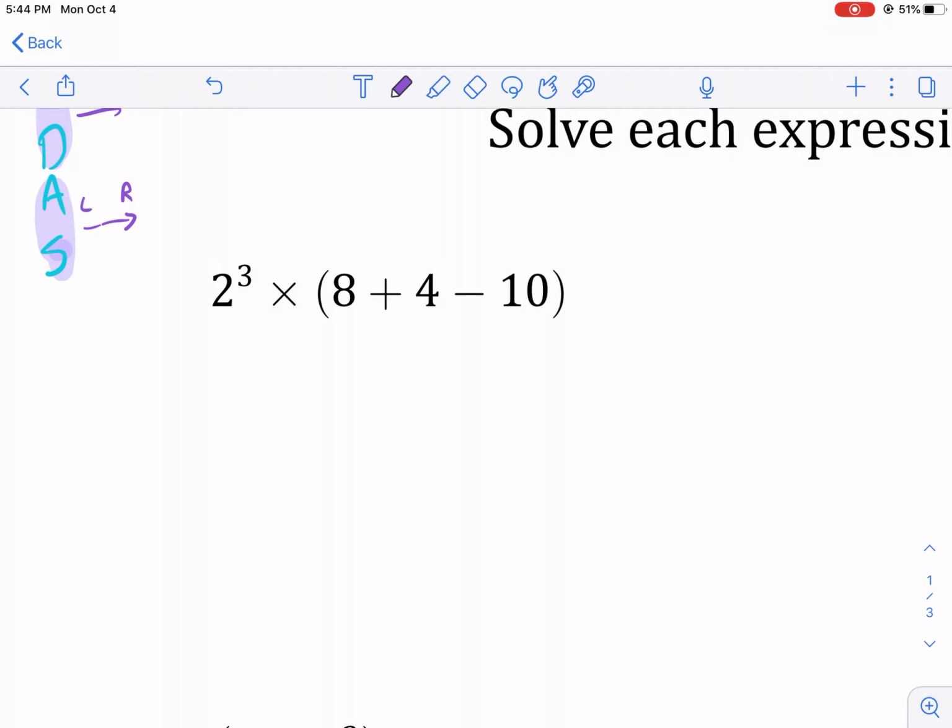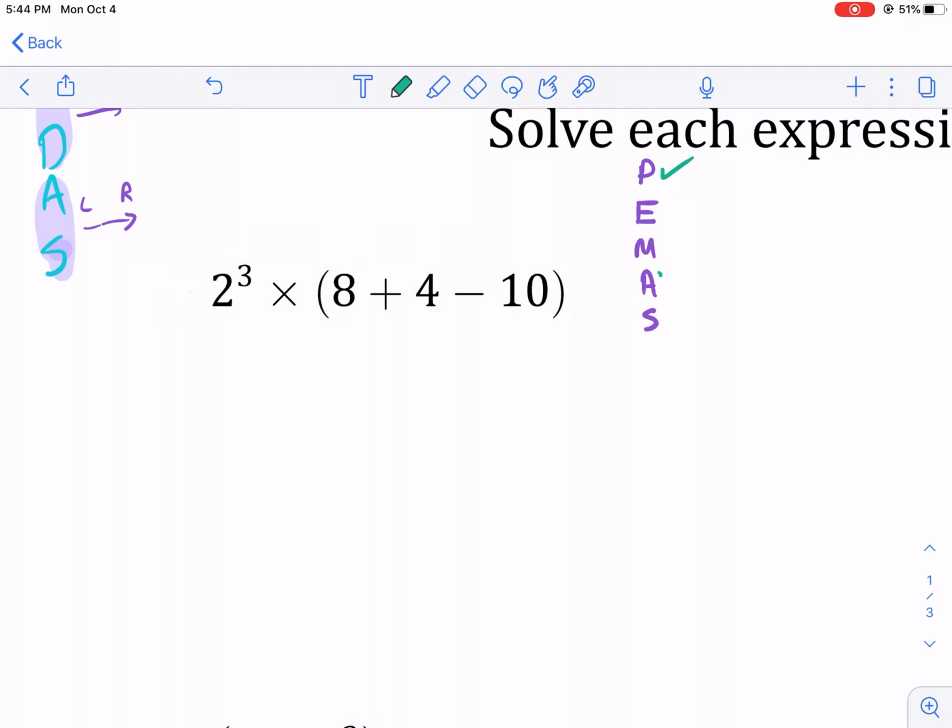So what do we have going on here? We have an exponent. We have multiplication, that's the next thing I see left to right. I have parentheses, and then I have addition and subtraction. No division, but that's okay. So I have PEMDAS. Now, as I said before, the first thing we have to do is parentheses. Even though we see exponents right here, we have to do the parentheses first.